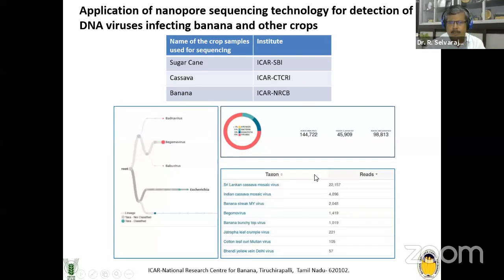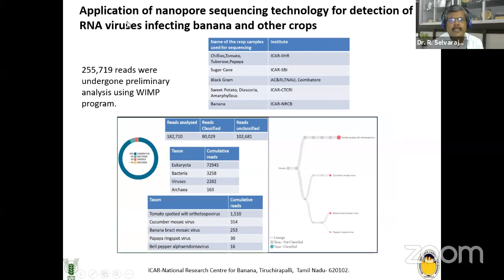We joined and we used multiple DNA viruses, and we got Sri Lankan, what Dr. Makesh Kumar gave, a single sample contained Sri Lankan cassava mosaic virus as well as Indian cassava mosaic virus, and banana streak virus, Begomo, Bunchy top, Jatropha leaf crumple virus, cotton leaf curl Multan virus, I don't know where from it came, bhendi yellow vein virus. So of course we had to do further study in this.